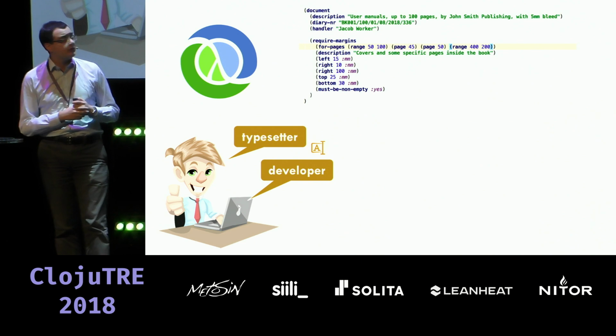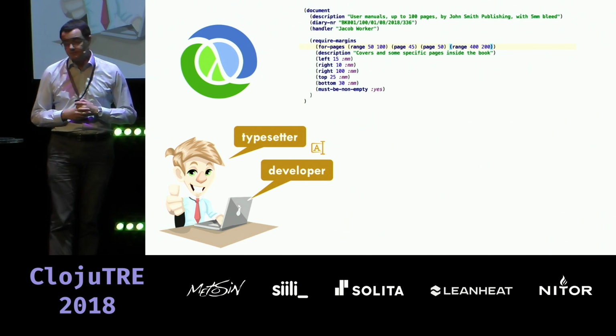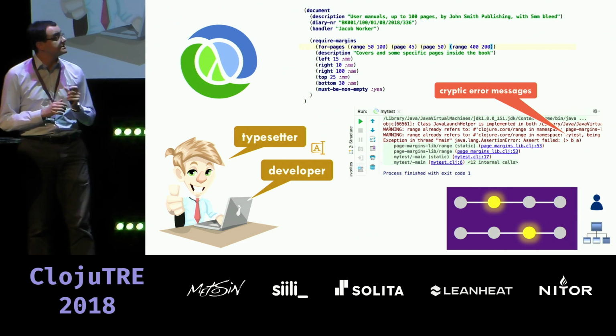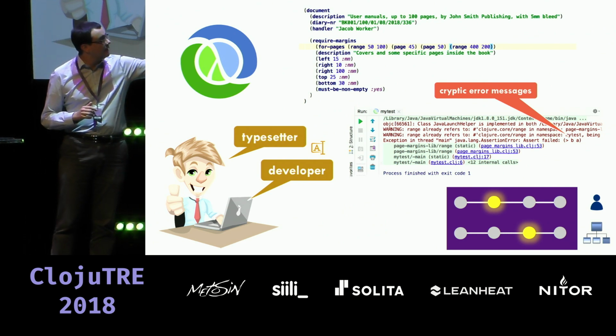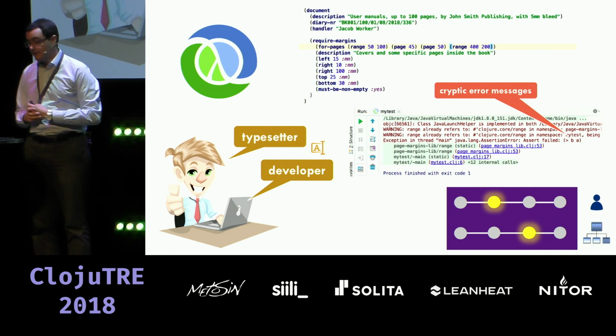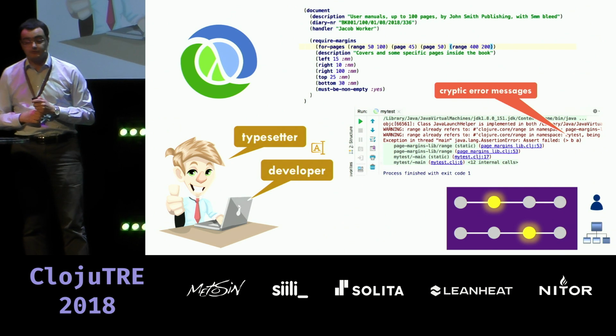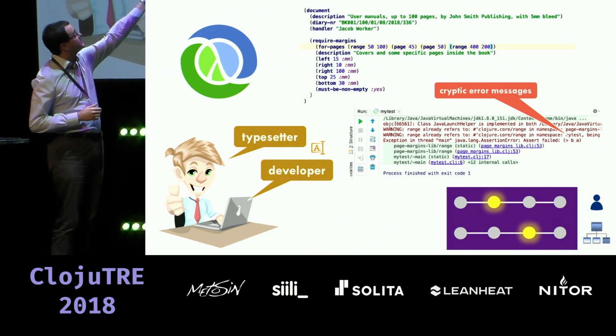Here is a sample code in the Clojure DSL developed by Jane. Error messages are cryptic for a typesetting specialist. It's here: assert failed. And it is still possible to make mistakes in the structure of a document, like I have a double right specification here.